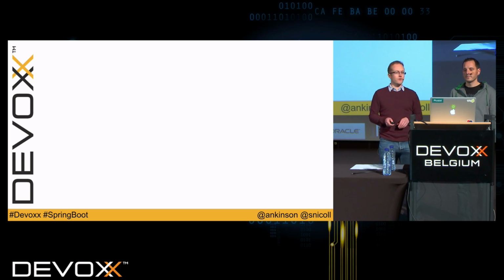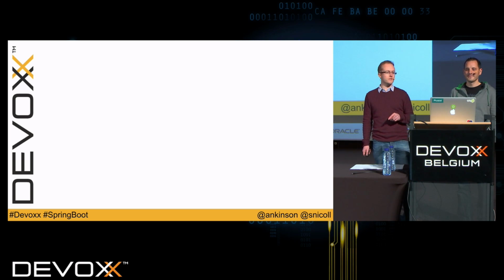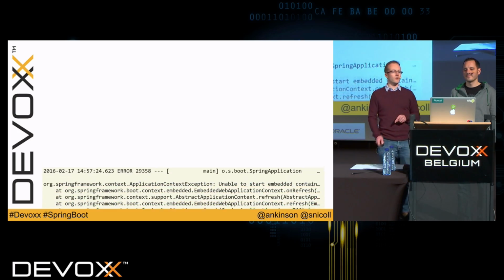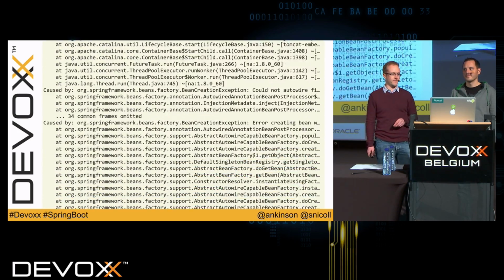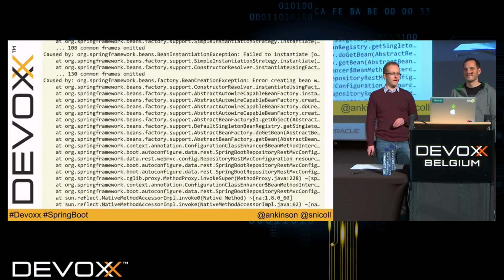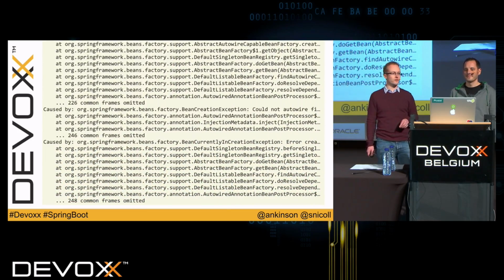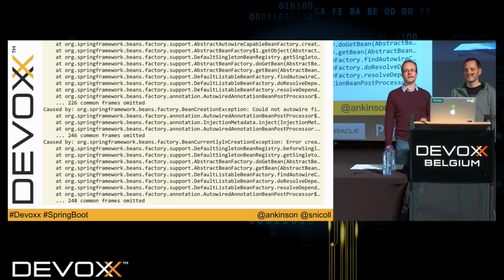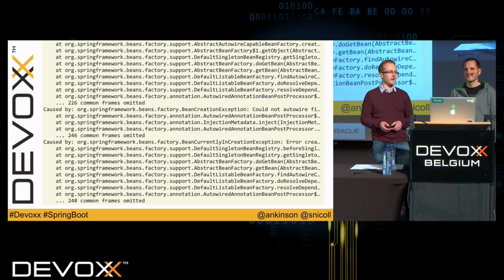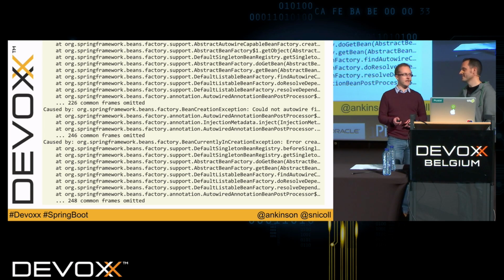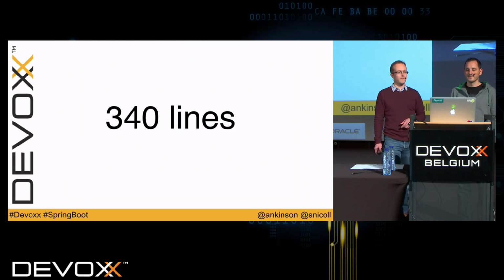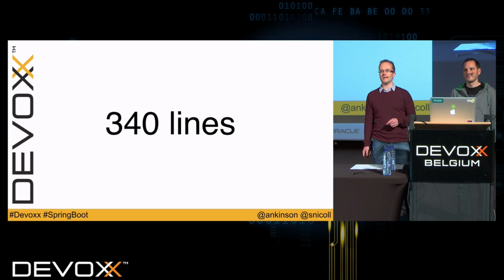So let's have a bit of a look now at the bean currently in creation. This is a real-world example. Imagine one day you start your Spring Boot app and you are greeted by this. I'm sure you've all read that and figured out exactly what the problem was. You can see there, it is an enormous stack trace. 248 common frames omitted. It's a huge nested stack trace that weighs in at 340 lines.